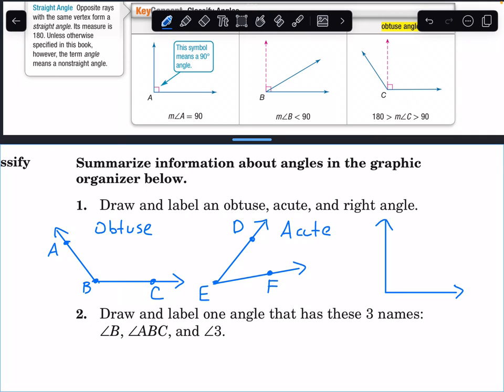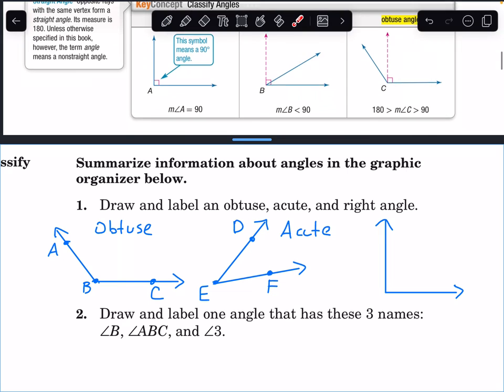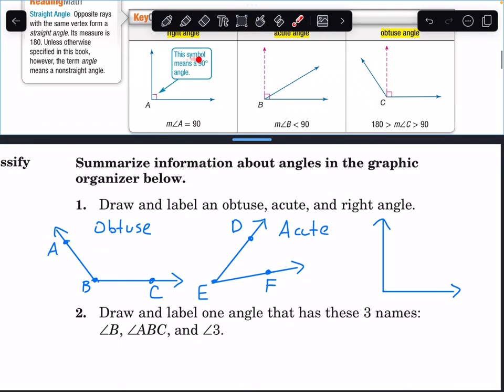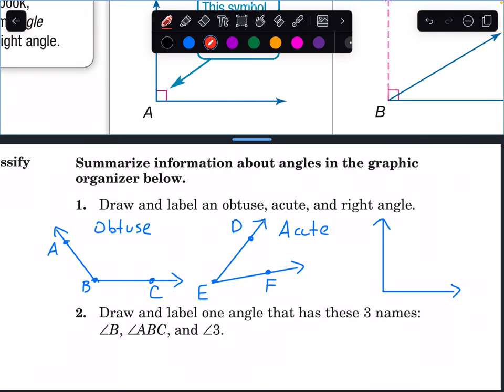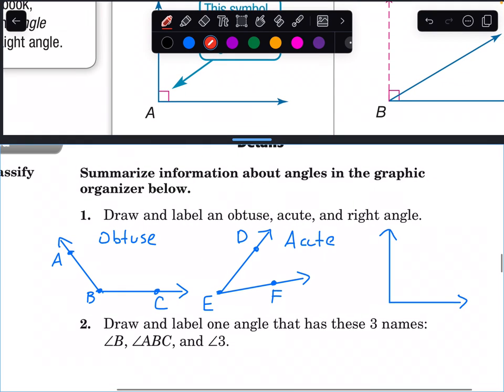How do I know it's exactly a right angle? There's a symbol that means 90 degrees. That's a square in the corner, ideally red if you can manage. There we go. Now I know that this is a right angle. We'll call it angle GHI.